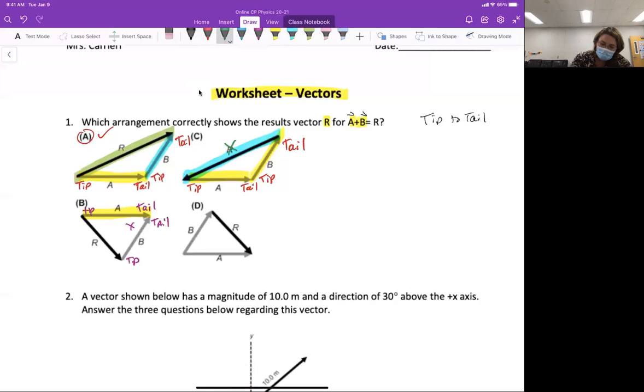And then the last one, we have the A, and the B was drawn incorrectly. So this was the tip of A, tail of A. This is the tip of B, tail of B, and I have tip to tip. And so this is wrong.